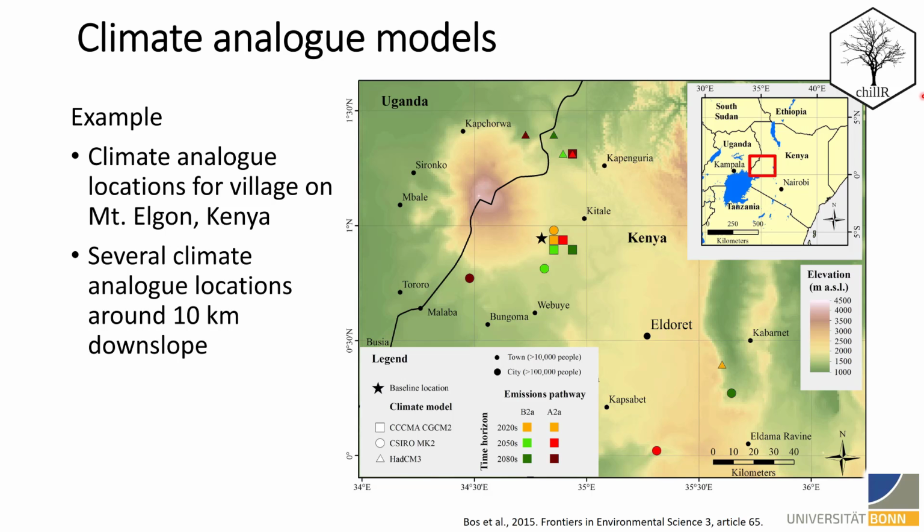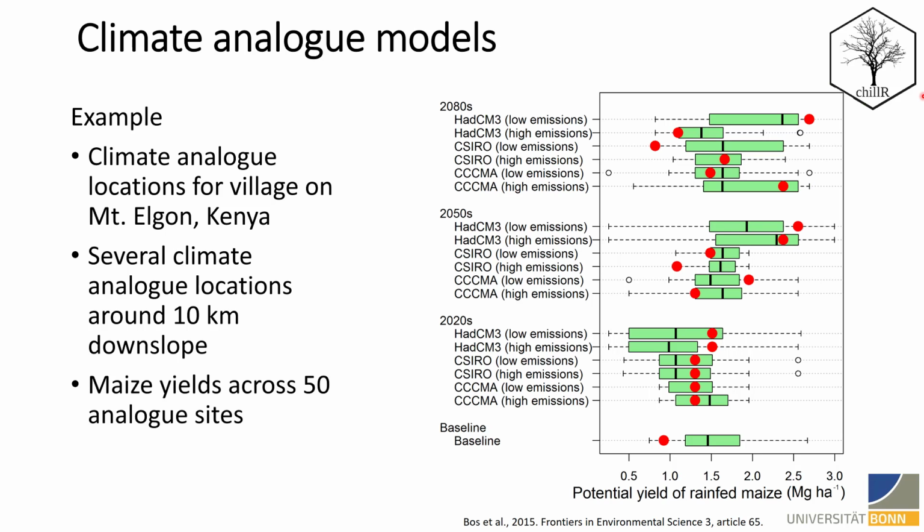And then we can look at what's going on at these different locations. There are so many locations that we couldn't visit them all. So we analyzed some spatial data sets again. And this is the potential yield of rain-fed maize. It's a maize-growing region, so that's very important to people. And there's a spatial data set of the potential yield of maize in East Africa. And we sampled this, and we looked at the climate.